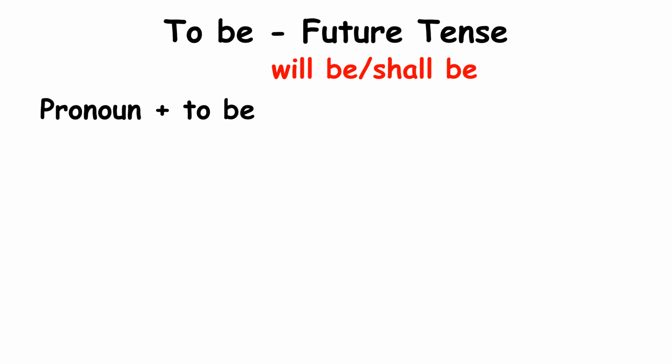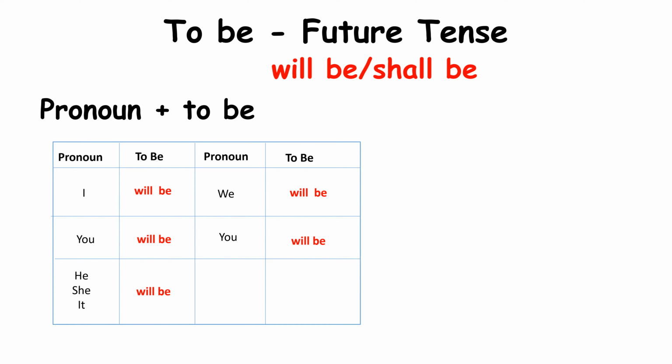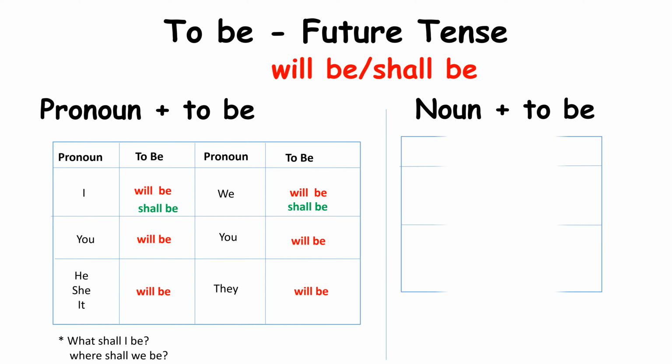Now, in modern English, it's very typical to use to be in the form of will be for all pronoun subjects. For example, I will be, you will be, he will be, she will be, it will be, we will be, you will be, they will be. However, in rhetorical questions, you can also come across the usage of shall be for first person singular and first person plural. For example, what shall I be? Where shall we be? When it comes to noun subjects, however, regardless of whether the noun is in the singular form or in the plural form, to be is always used in the form of will be.